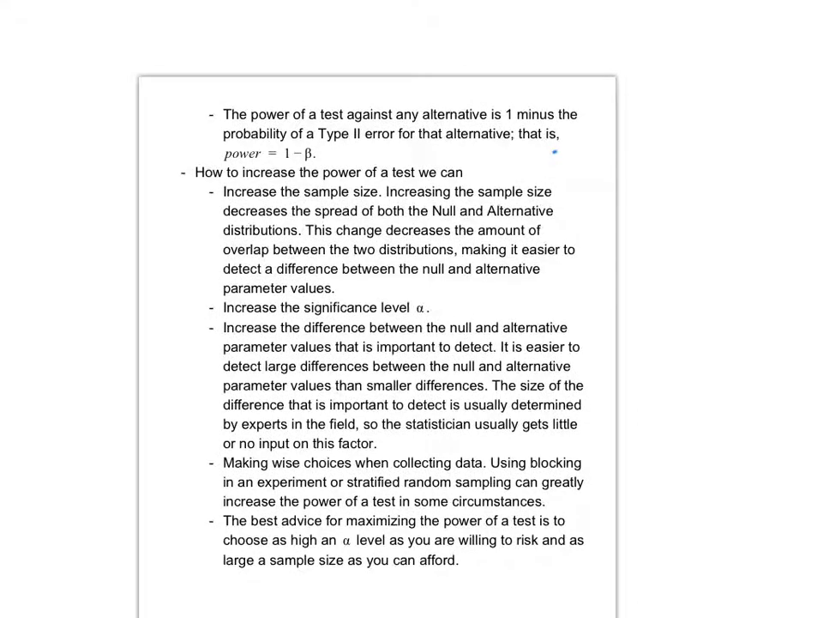Now, the power of the test, if you had to calculate that yourself, you would be calculating 1 minus beta, okay? The most important thing here is really how to increase the power of a test. One way to do that is to increase the sample size. A second way is to increase the significance level. We can increase the difference between the null and the alternative parameter values. We can make good choices when collecting data, like using blocking in an experiment or stratifying in a random sample. And of course, the best thing we can do is to choose an alpha level that's as high as we're willing to risk, and a sample that's as big as we can afford.